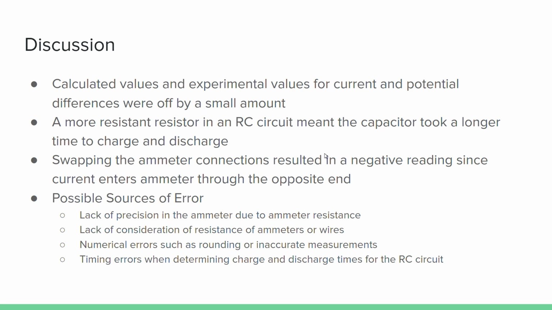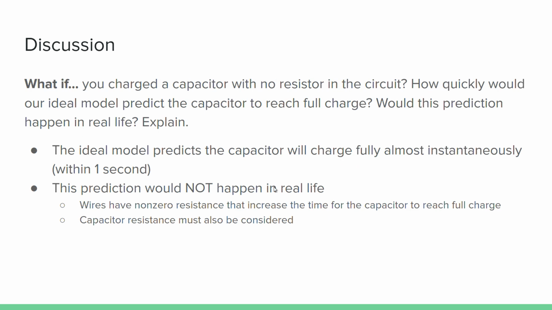Some possible sources of error in this experiment were a lack of precision in the ammeter due to the ammeter resistance, a lack of consideration of the resistance of ammeters or wires, numerical errors such as rounding or inaccurate measurements, and timing errors when determining charging and discharging times for the RC circuit.